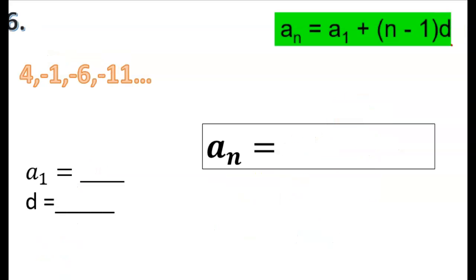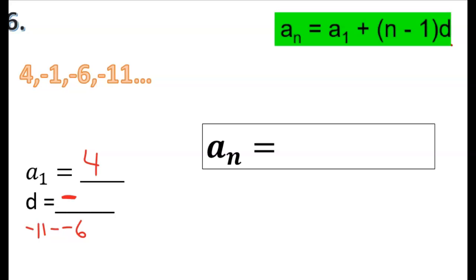So we have a sequence, and what's the first number in the sequence? Do you see that these numbers are going down? That means my common difference is going to be a negative number. I'm adding a negative number to make it go down. So you take the last number and you subtract the number in front of it.